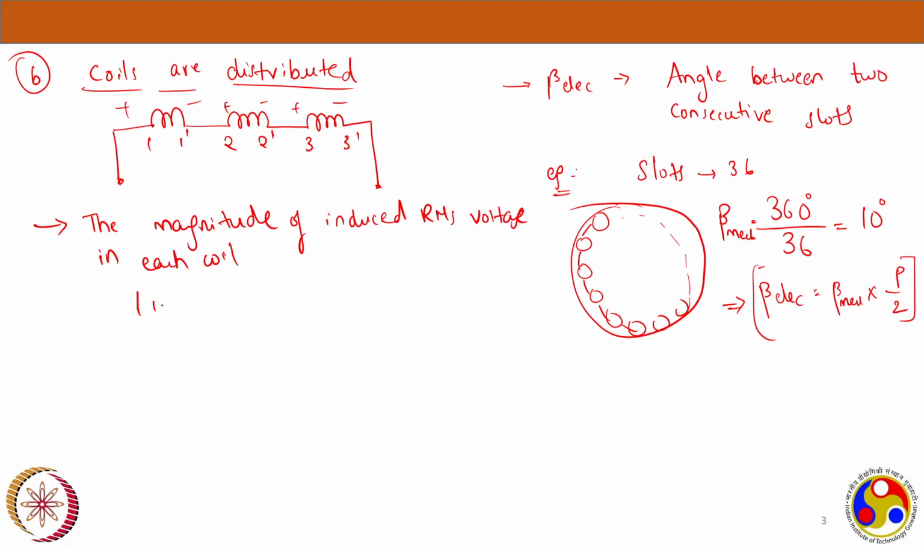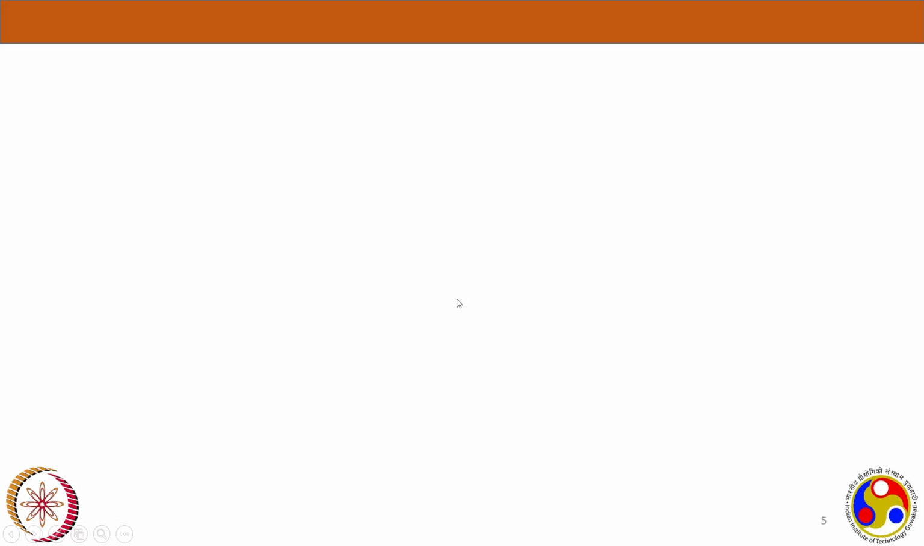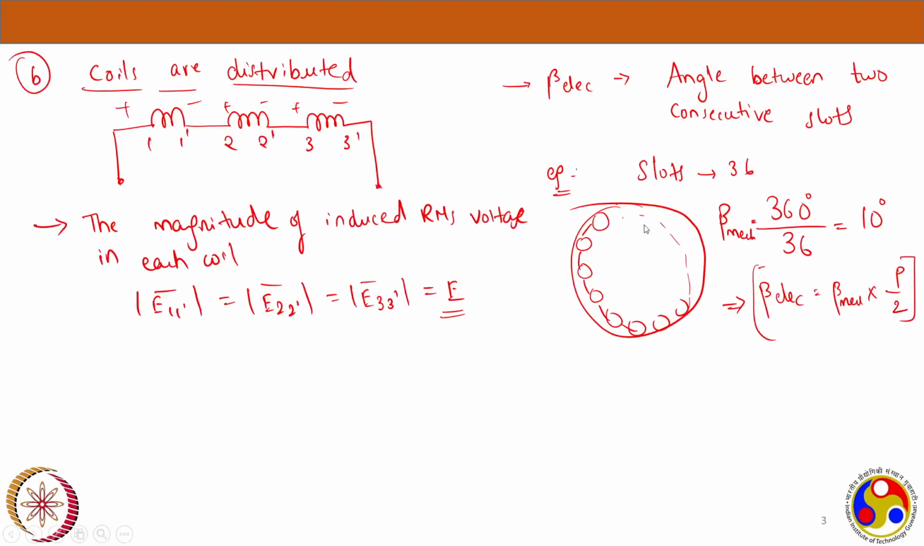The magnitude, I'm saying E1 1 dash is equal to E2 2 dash phasor is equal to E. That will be the same. Now the resultant won't be the same because in this distribution definitely the angle factor comes into the picture. For that we will see it in a very neat phasor diagram, and then we will solve for it.